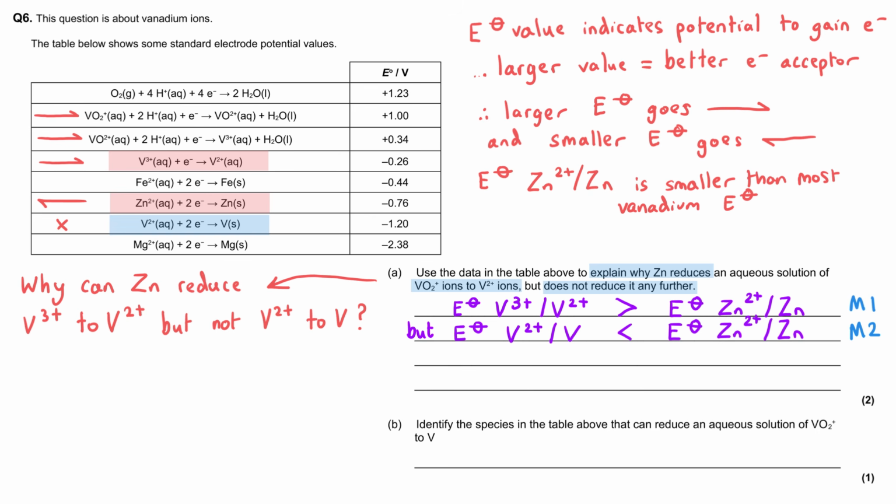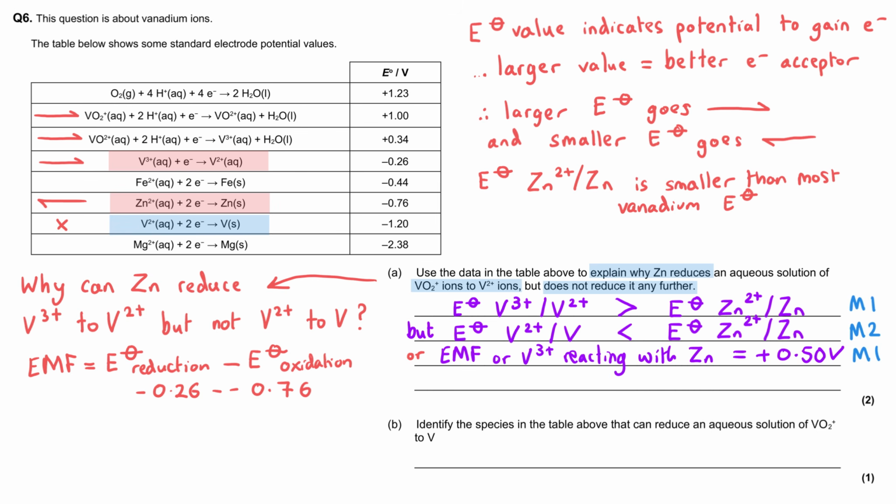but we can also justify this with EMF values, and the zinc reduction of V3+ to V2+ would have an EMF which is the difference between those electropotential values. And so the EMF is equal to the electropotential of the reduction half equation minus the electropotential of the oxidation half equation. And so that means we've got minus 0.26 minus minus 0.76, which gives us an EMF of plus 0.5 volts for the reaction that does happen.